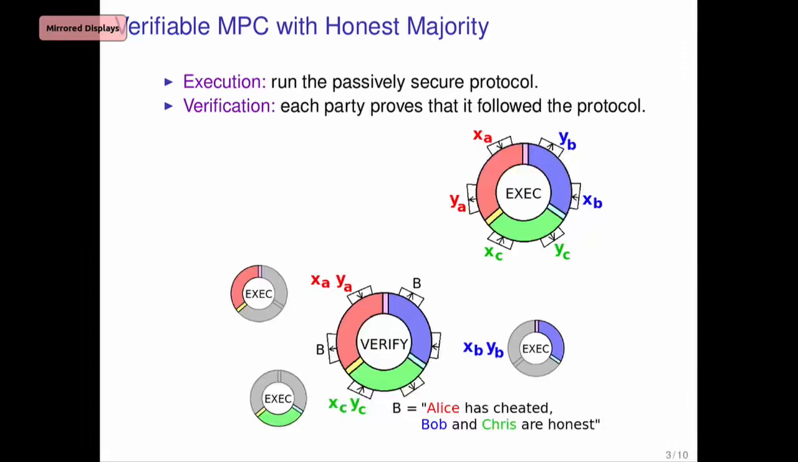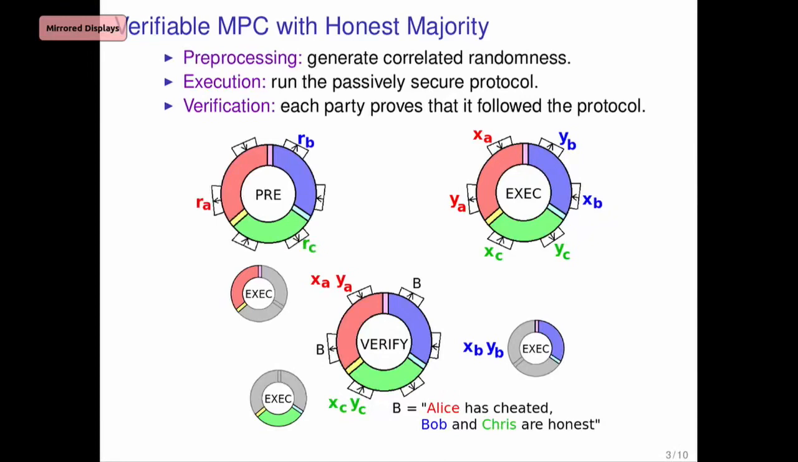And in order to make this verification more efficient, we make use of a preprocessing phase, in which parties generate correlated randomness. And this randomness is used in the verification. So we do not use it in the execution phase in any way, although it can be done separately. But the preprocessing randomness that we have here, we use it only to make the verification faster. And now let us describe in more detail these three steps that we have here.